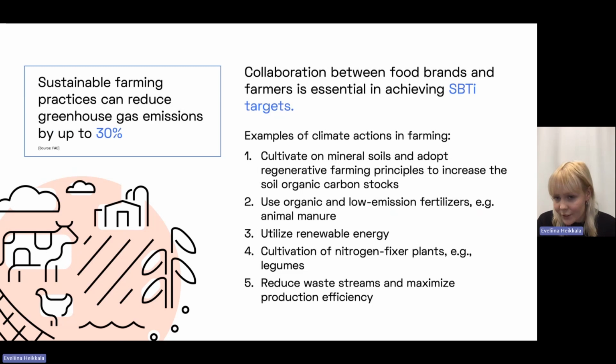Then cultivation of nitrogen fixer plants, for example, legumes, because these plants are able to fix the nitrogen from the soil so that it would not be released to the atmosphere or to other groundwaters or surface waters. And then the last point here is reducing waste streams and maximizing production efficiency. However, I would say that all of these 4 points go hand in hand with the last one. Because, for example, the usage of organic fertilizers coupled with measures to increase the soil organic carbon storage will be beneficial not only for the cultivation conditions and for the climate impact reductions, but also they may enhance the crop productivity levels.